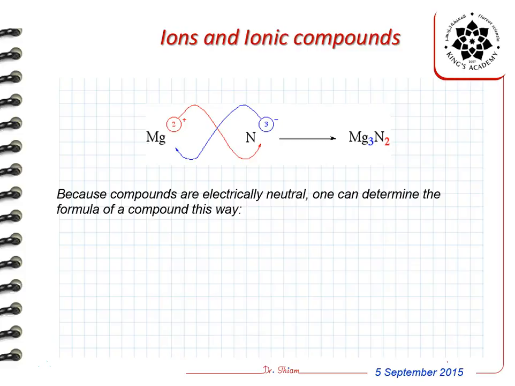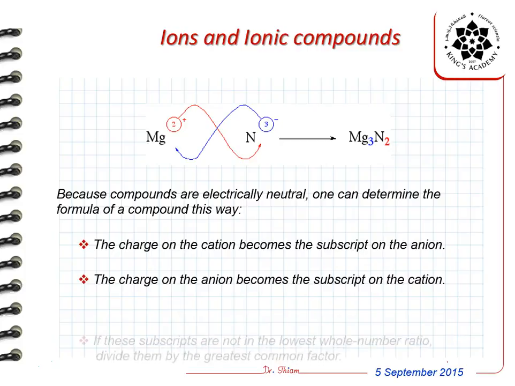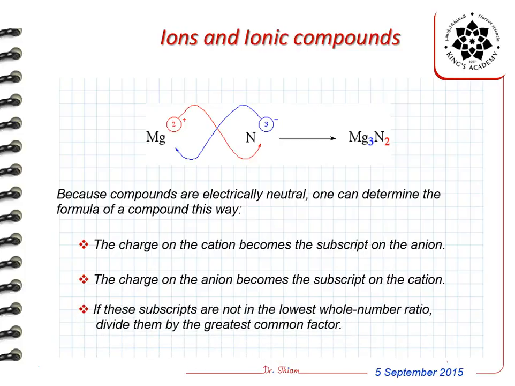Another easy way to do it is what we call the crisscross rule. You take the 3 from the 3- of nitrogen and use that as a subscript for Mg, and you use the number 2 from the 2+ of magnesium and use that as a subscript for nitrogen. So Mg3N2. That's the crisscross rule. Once we have used that rule, we should still simplify if it is simplifiable, and we will explain that in class. If you don't understand it, please ask in class and I will explain.